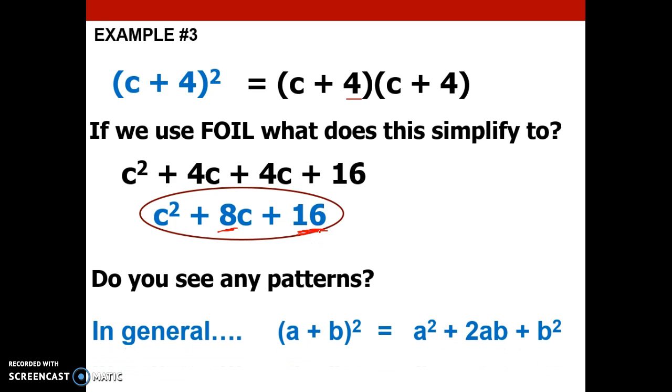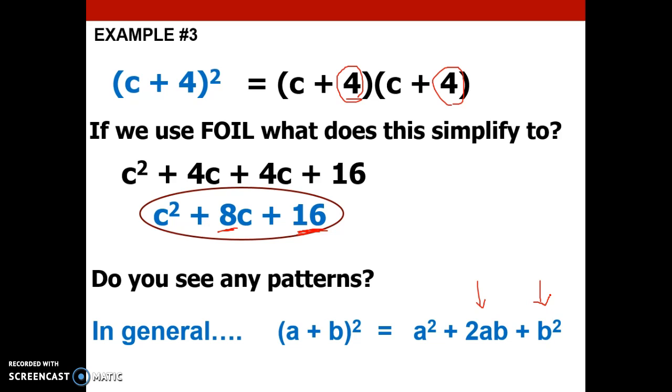The pattern for this is that if I have A plus B squared, it'll be A squared plus 2AB plus B squared. Basically, I'm going to take this number here and multiply it by 2, and that's going to give me the middle term. I can then take this number here and square it. That'll give me the last term. This is known as the sum of squares. This is one of our special patterns we're going to want to be able to recognize.